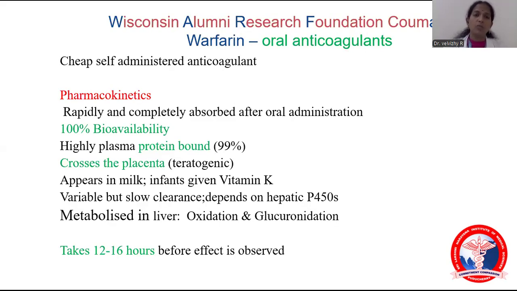Then we'll move on to warfarin, which is the main drug as an oral anticoagulant. It is cheap and self-administered with this group of drugs. It also has 100% bioavailability, and it is highly plasma protein bound. This drug is long acting, 99% of the drug binds with plasma protein, and it crosses the placental barrier and causes teratogenic effects. So it is always avoided in case of pregnancy. Okay.